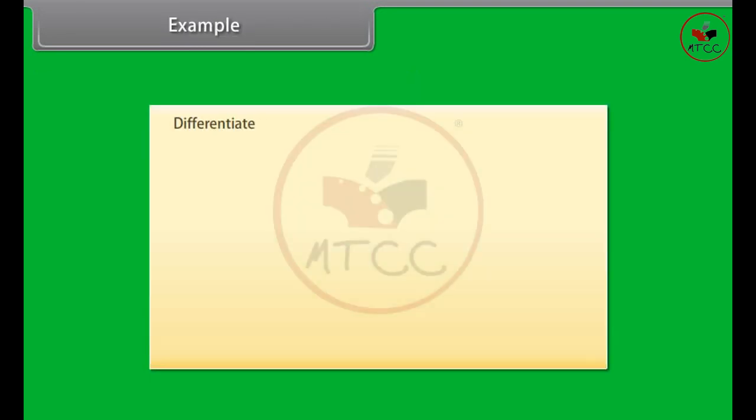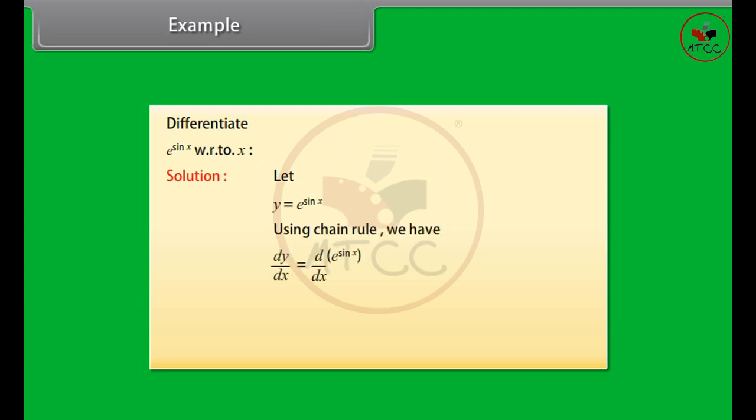Example. Differentiate e raised to the power sin x with respect to x. Solution. Let y is equal to e raised to the power sin x. Using chain rule, we have dy by dx is equal to d by dx of e raised to the power sin x, is equal to e raised to the power sin x into d by dx of sin x, is equal to e raised to the power sin x into cos x.